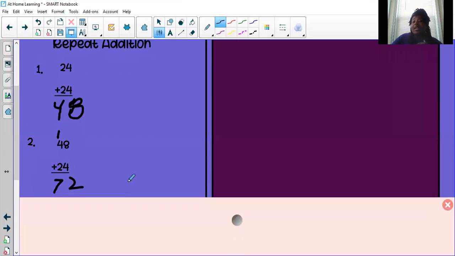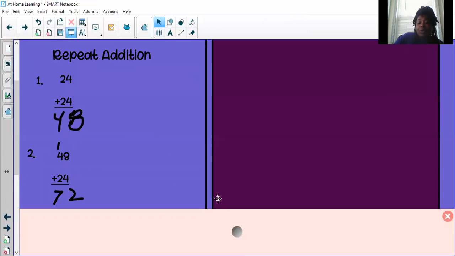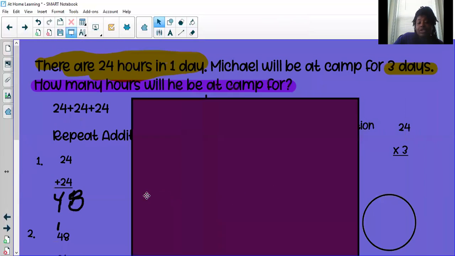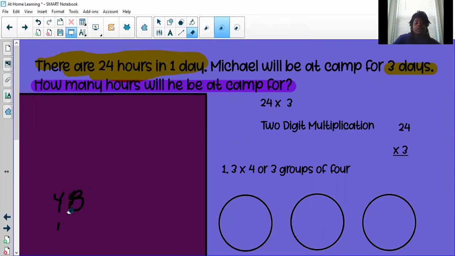So that's fine. Repeat addition wasn't that much in that section, but sometimes we can use actual multiplication. So let's look at how we would use multiplication. And for this, it would be 2-digit multiplication. So it will be 24 times 3, because in repeated addition, we added 24 3 times. In multiplication, all we have to do is 24 times 3.